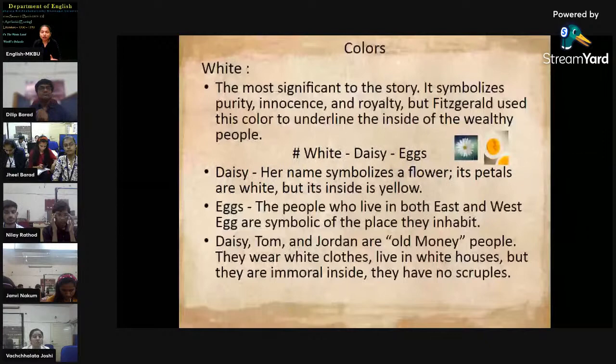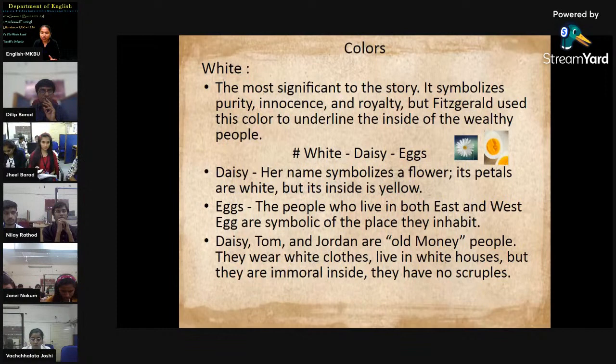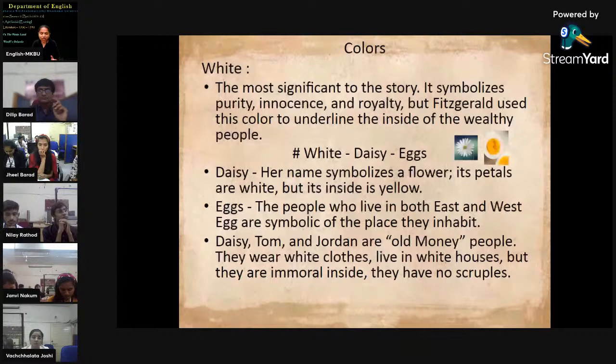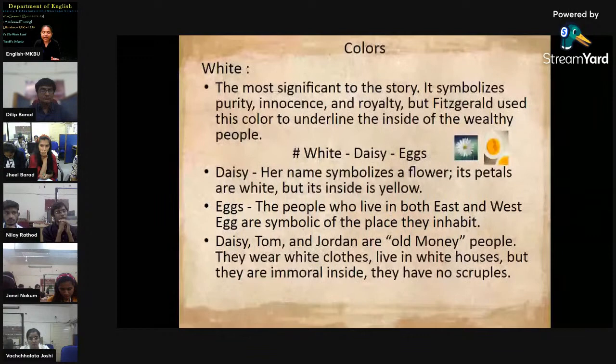Daisy is a name that symbolizes a flower. Its petals are white, but its inside is yellow. And on the other side, the eggs are also white on the outer side, but yellow on the inner side. The people who live in East and West Egg are symbolic of the place and its habits. Daisy, Tom, and Jordan are old money people. They wear white clothes and live in white houses, but they are immoral inside. They have no scruples.